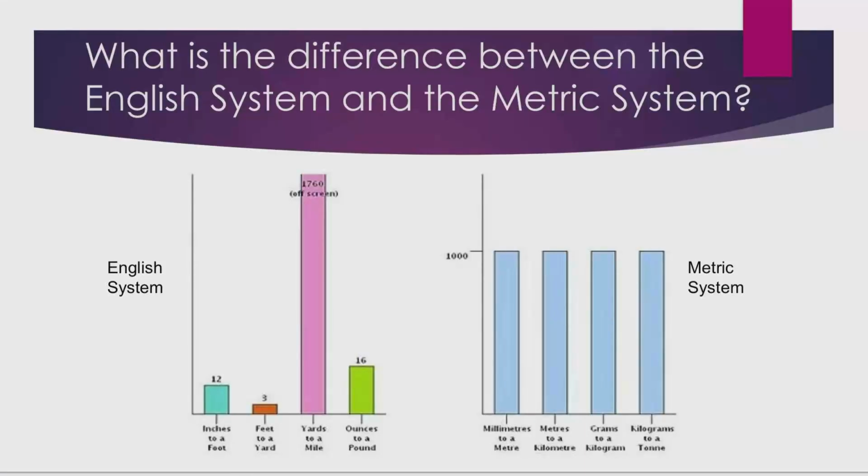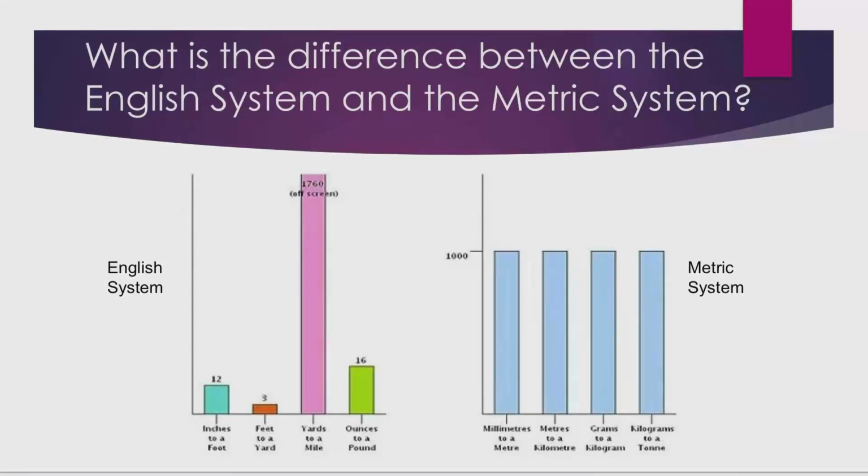There's 16 ounces in a pound. There's also ounces when we're measuring volume. Does anyone know how many ounces are in a cup? Fluid ounces? It's 8. Does anyone know how many cups are in a pint? It's 2. How many cups are in a quart? 4. How many quarts in a gallon? Also 4.